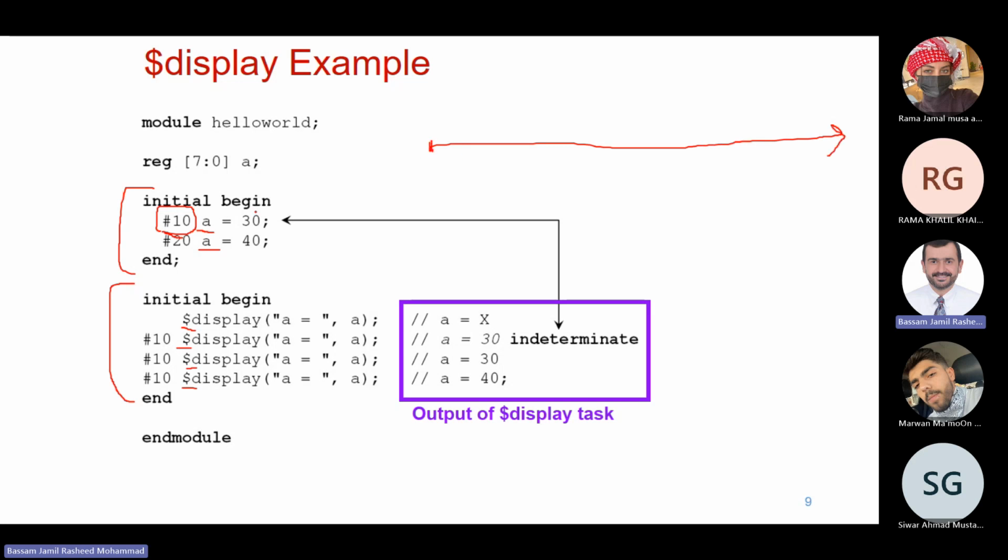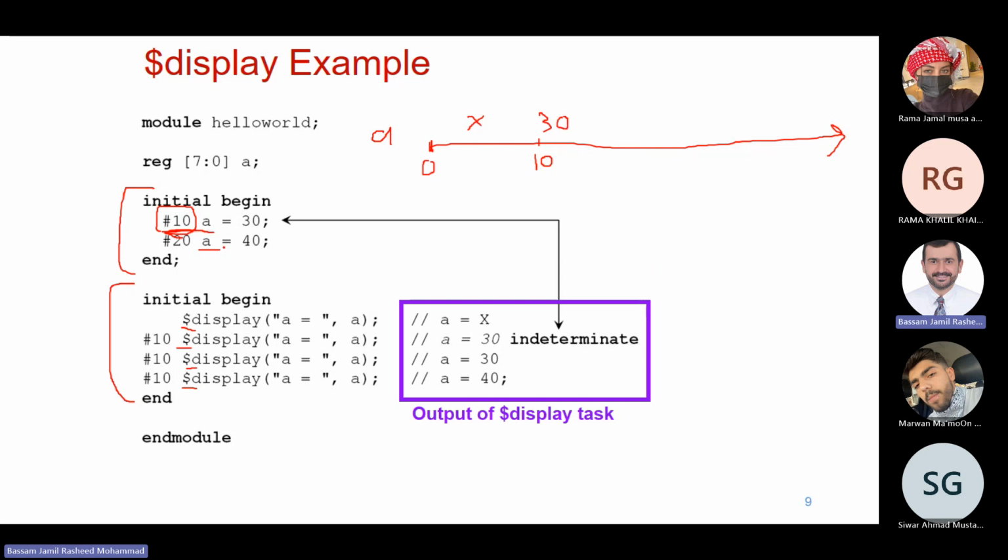So here we start the simulator. Between time tick 0 until 10, which is right here, the value of A is unknown. We don't know the value of A. Then at simulation time 10, A gets the value of 30. So this is the value of 30.